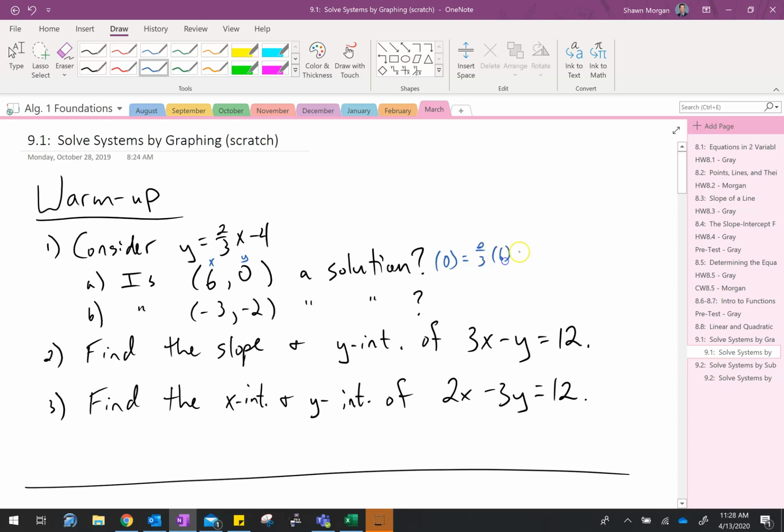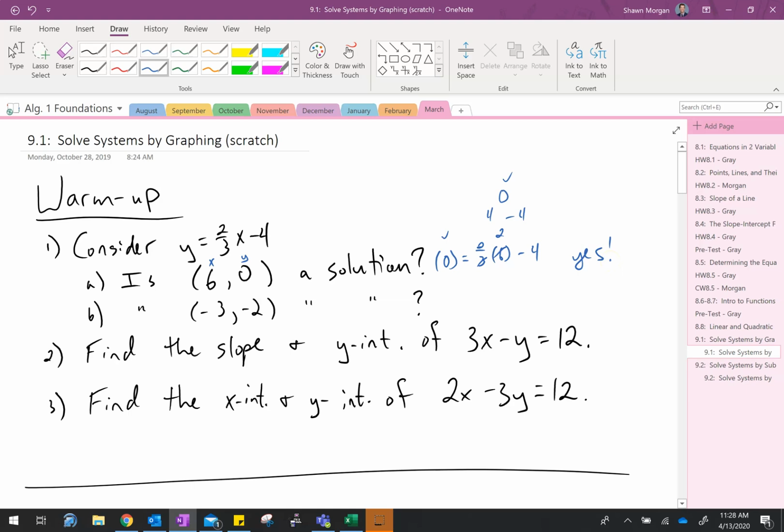2/3 times x is going to become 2/3 times 6, since I'm plugging in 6 for x. We want to see, does this equal a true statement? Well, 6 over 3 is going to wind up being 2, times 2, which is 4, minus 4. We got 0 on the right, 0 on the left. Both of those obviously are equal, so we would say, yes, this is a solution to the equation.